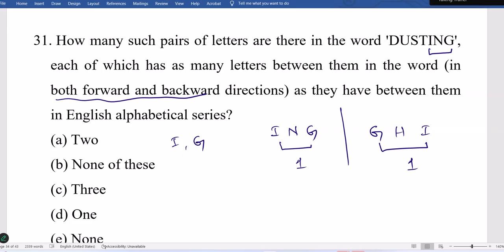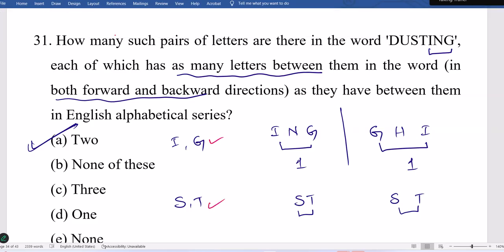How many letters between them? As many letters as between them in the alphabetical order, forward and reverse direction both. Here S and T. We know ST in this word and normally also ST have zero gap. So these are the two pairs of letters, I, G and S, T, having as many letters between them as in alphabetical order. Between S and T zero. Between I and G one letter, or G and I one letter required. That's what you can observe. Two such pairs are available.